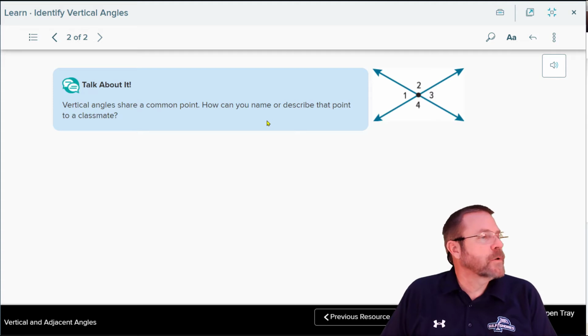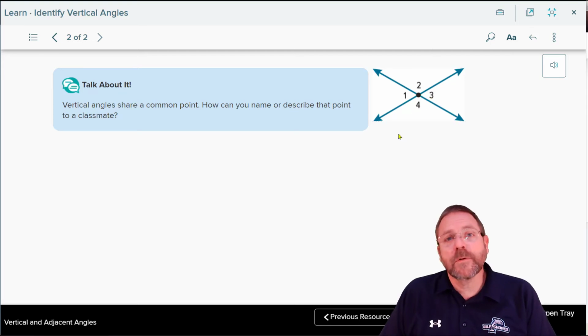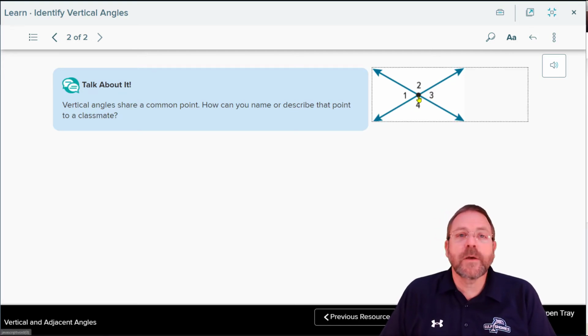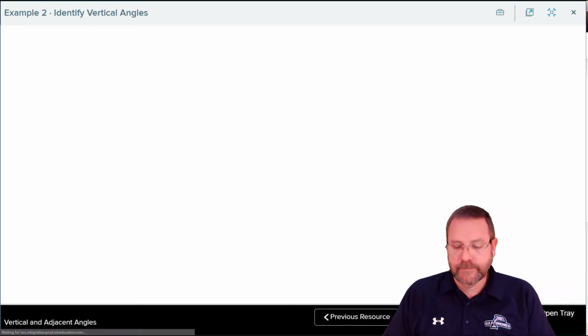And how could you name that endpoint? How do you name or describe that endpoint to a classmate? Well, that's a really good question, because that is going to be angle 1, it's going to be angle 2, angle 3, and angle 4, depending on how you look at it. So I'm not real sure how you describe that to a classmate.